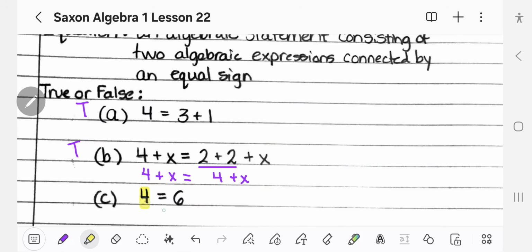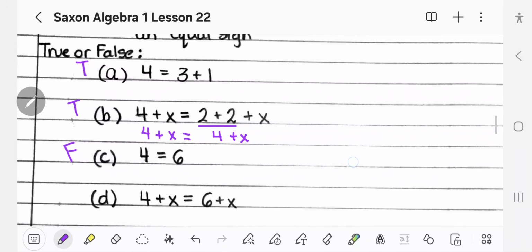Let's look at C. We have an expression on the left, an expression on the right, and an equal sign between them. So it is an equation. But do you notice that this is not true? 4 is not equal to 6. So we're going to say that that's a false statement. D. 4 plus x equals 6 plus x. Well, let's see. If I put a value in for x, would that ever be true? Would it ever be true that you start with a number and add 4 to it, and it's going to be the same as starting with the same number and adding 6 to it? That doesn't make sense, does it? So that's a false statement.